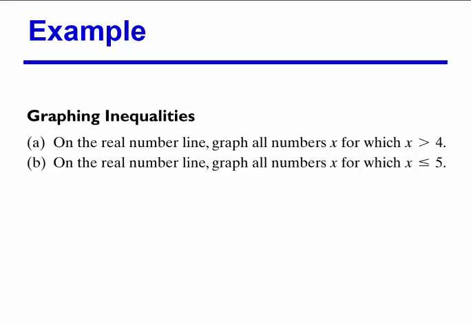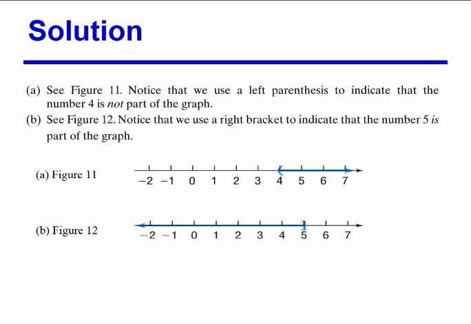So, graphing inequalities. On the real number line, graph all numbers x for which x is greater than 4. On a real number line, graph all numbers x for which x is less than or equal to 5. So in figure 11, notice that we use the left parenthesis to indicate that the number 4 is not part of the graph. And then for figure number 12, notice that we use a right bracket to indicate that the number 5 is in fact part of the graph.